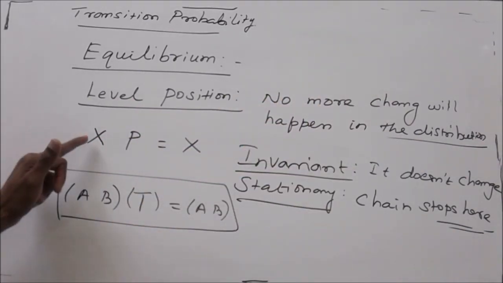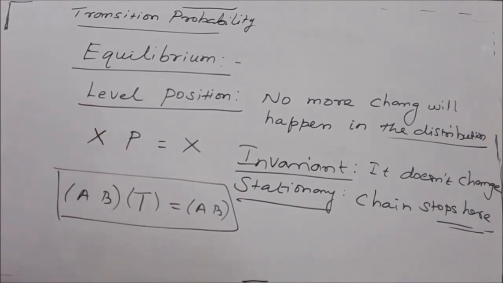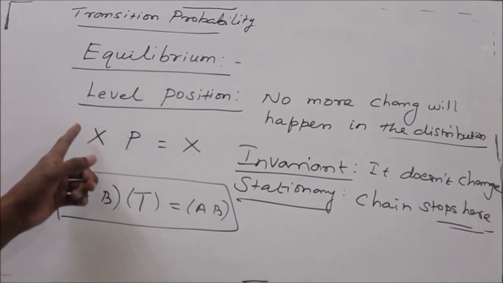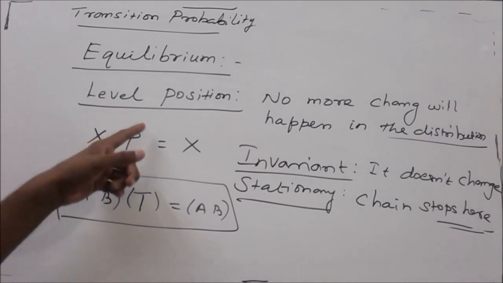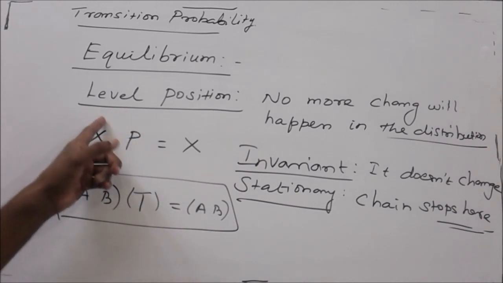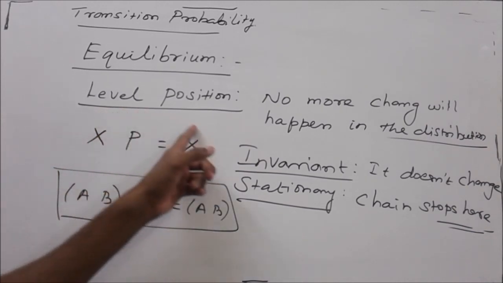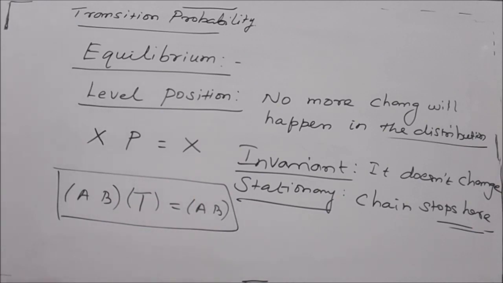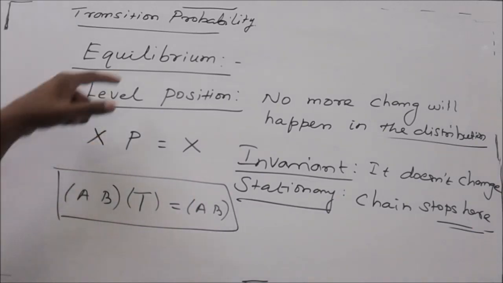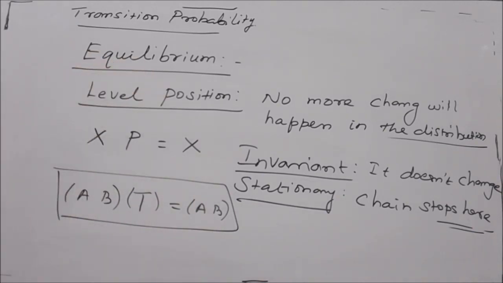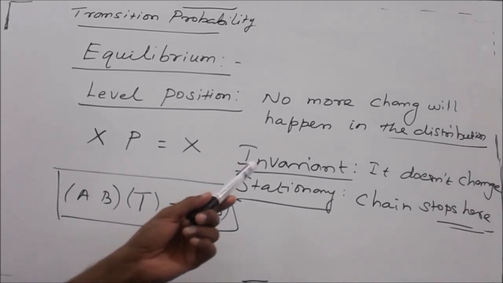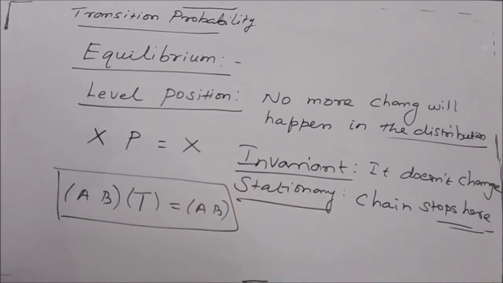And X is a distribution function, P is the transition probability. Applying the transition to this probability, it will yield the same probability function. That means the position is in level position. They are in equilibrium. It is also renamed as invariant, that means it doesn't change after. Then stationary means the chain stops here.